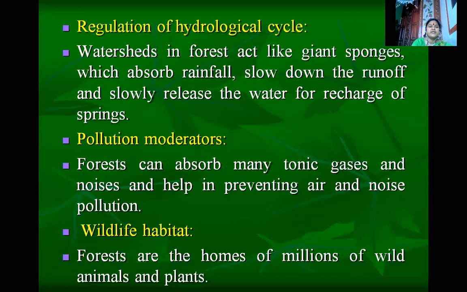Next one, regulation of the hydrological cycle. Watersheds in forest act like giant sponges, very large sponges, and they absorb rainfall. They slow down the runoff water a little, and slowly release the water for recharge of springs, the flowing water, all of this. It helps in releasing and recharging. So it acts as giant sponges.